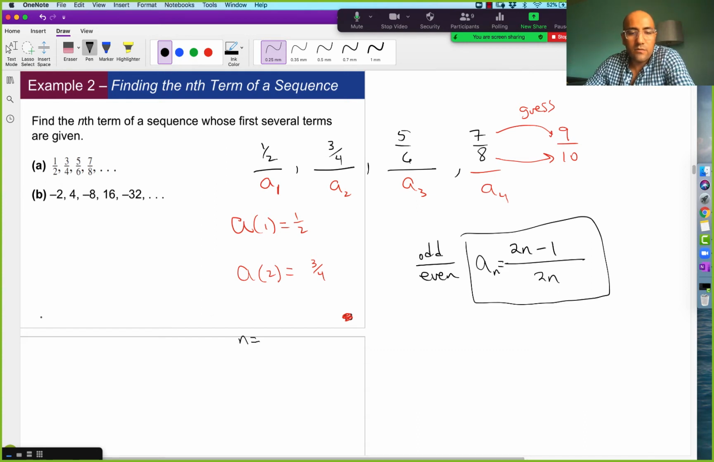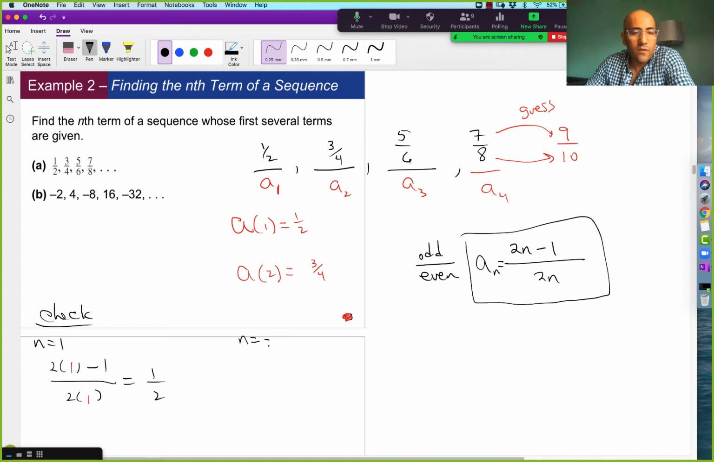Let's put it over here. Check. When n equals 1, we end up with 2 times blank minus 1 all over 2 times blank. And if n equals 1, we end up with 1/2.